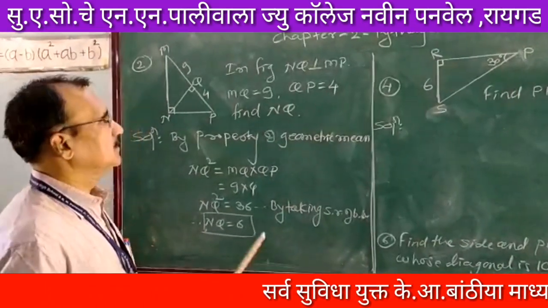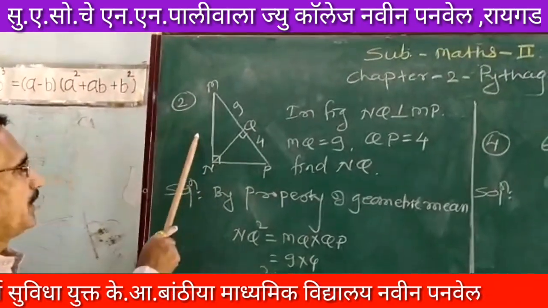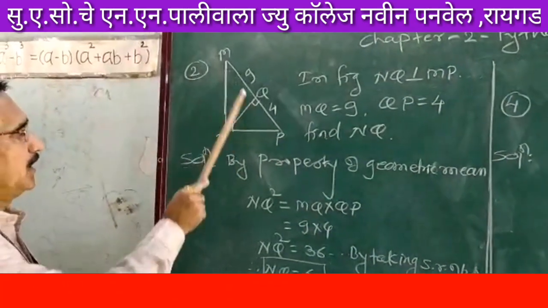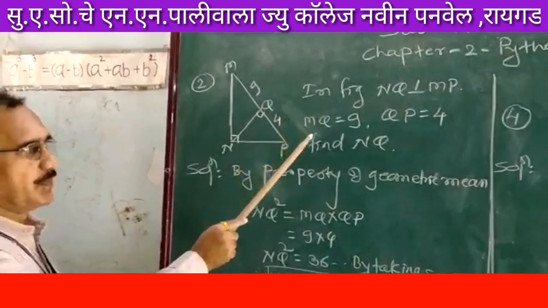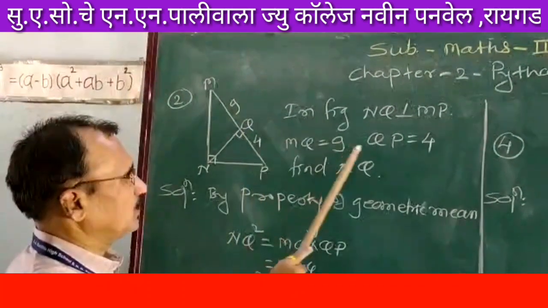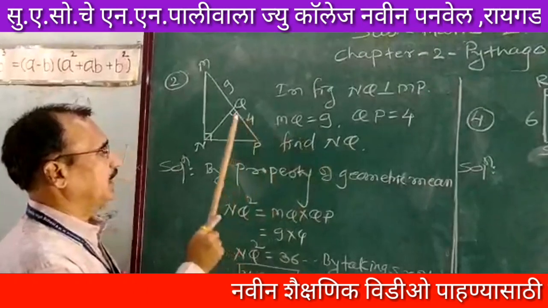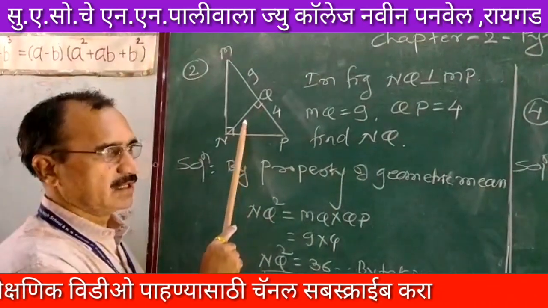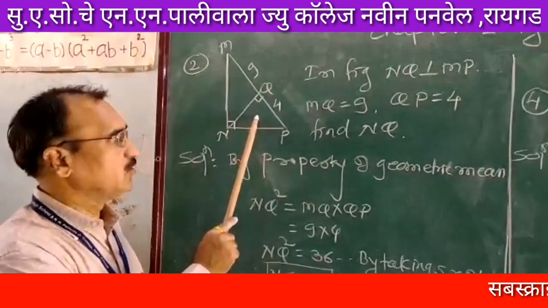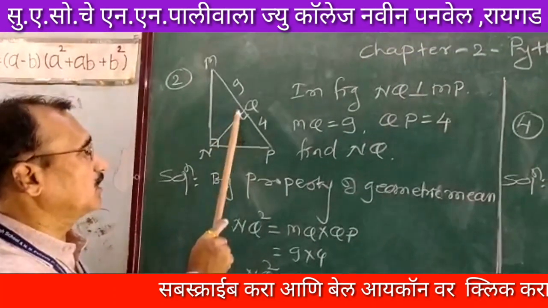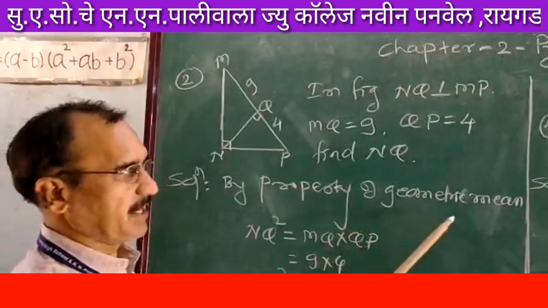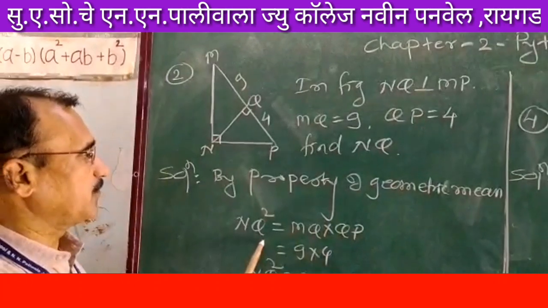Now see here, the second example of practice set 2.1. In triangle MNP, NQ is perpendicular to MP. This is in the figure. Now MQ is equal to 9 and QP or PQ is equal to 4, and here we have to find NQ. That means we have to find the length of the perpendicular segment. Which formula can we use here? You know, if this is a perpendicular on the hypotenuse in a right angle triangle, then we know by the property of geometric mean. What is the formula of geometric mean?